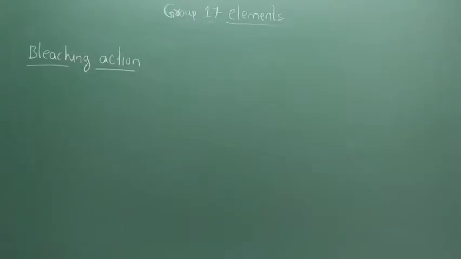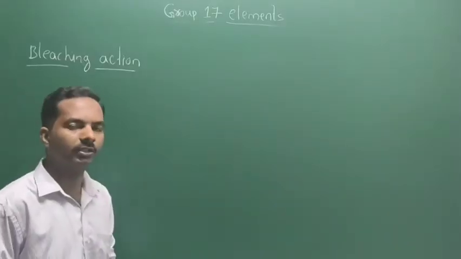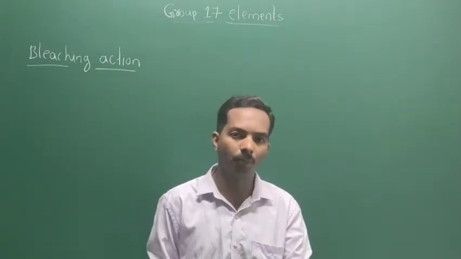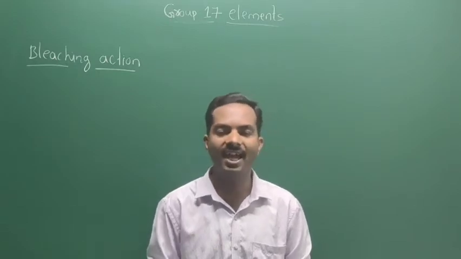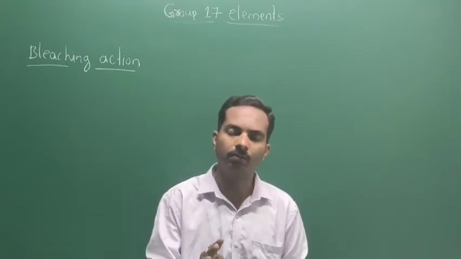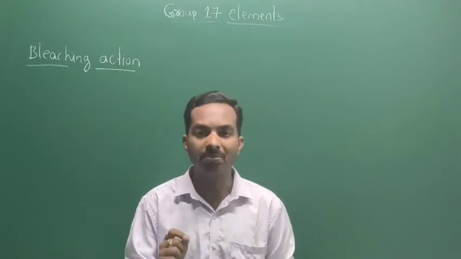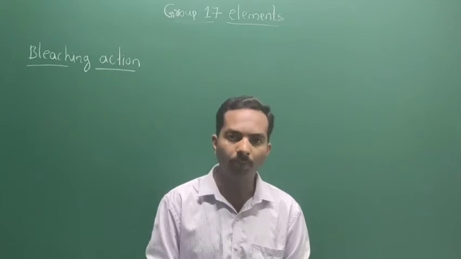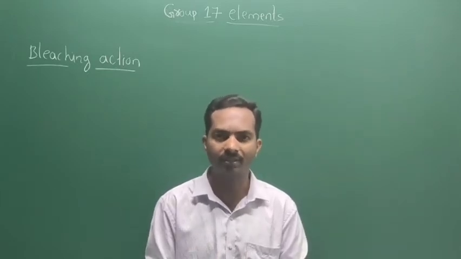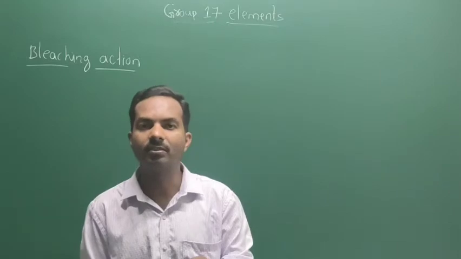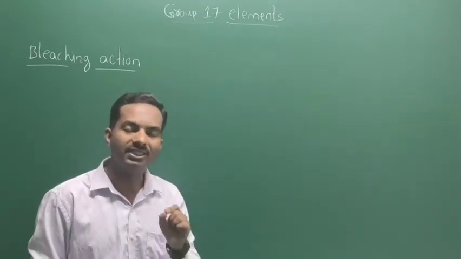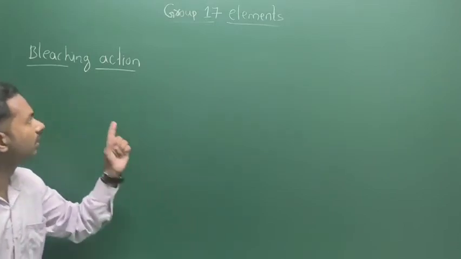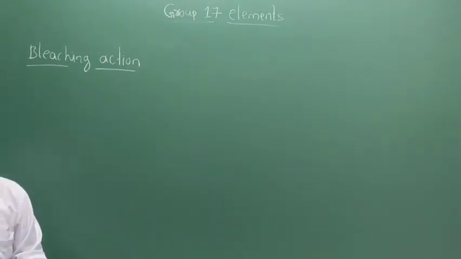Next we move towards the bleaching action of chlorine. So here chlorine acts as bleaching agent with moisture. It bleaches vegetables, organic matter, wood pulp and fabrics. The bleaching nature of chlorine is by oxidation. So here this is about the bleaching action.